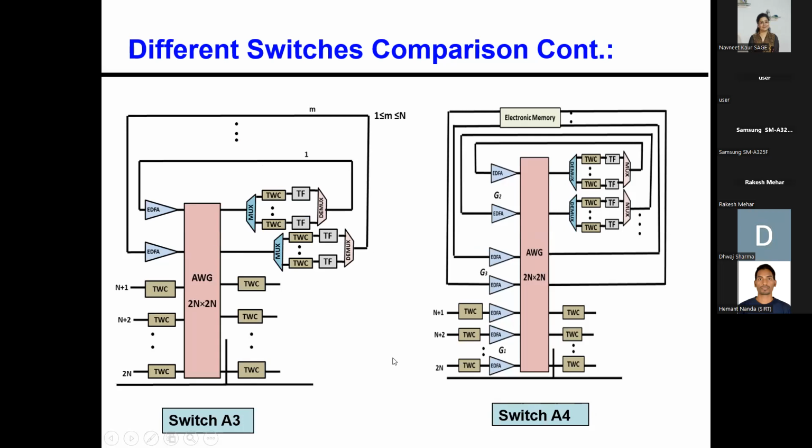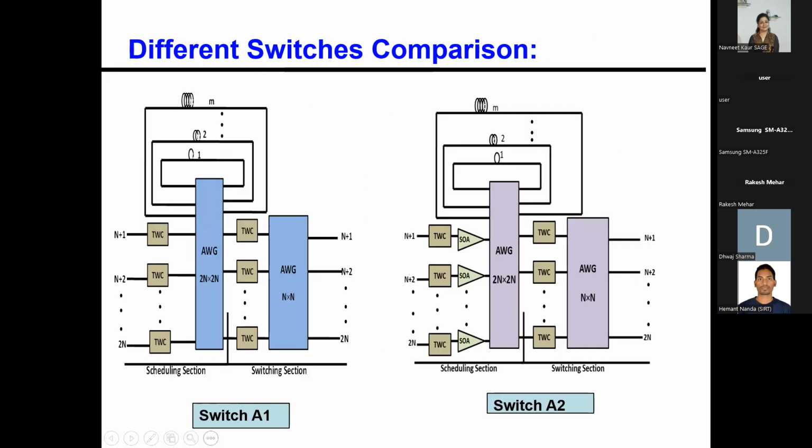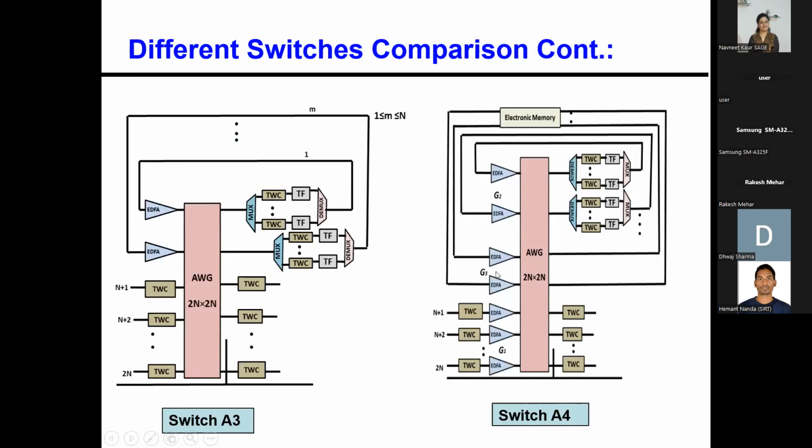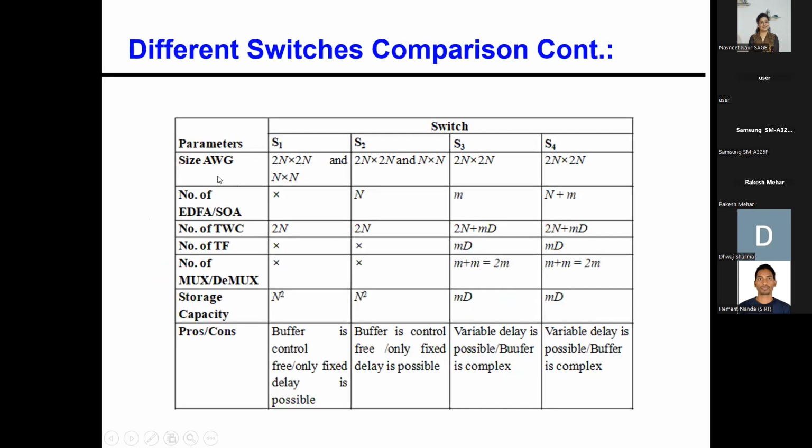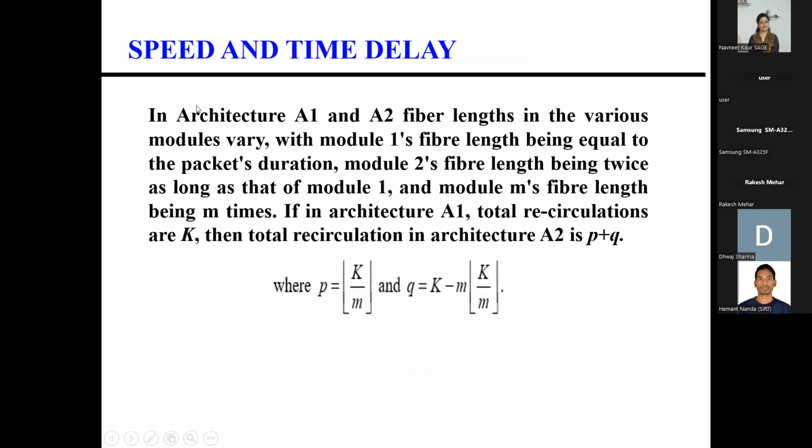So here we compare these 4 switches: switches A1 and A2 use the recirculating type fiber, and the switches A3 and A4 are simple switching. These switches have their own merits and demerits. As we discussed, these are some parameters compared: size of AWG, EDFA, TWC, TF, multiplexers and demultiplexers, storage capacity, and some pros and cons. Next, speed and time delay.